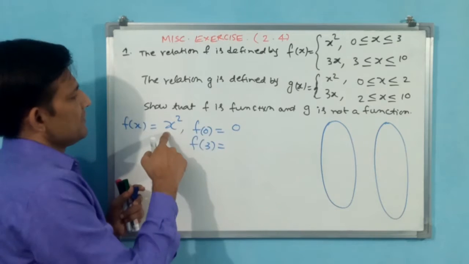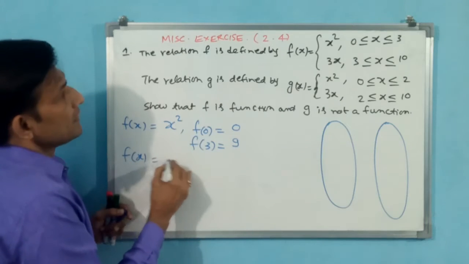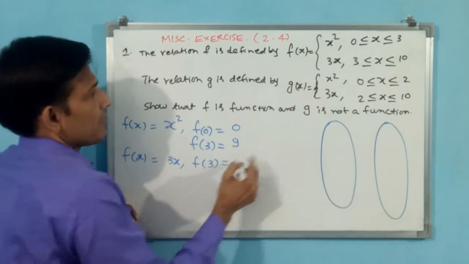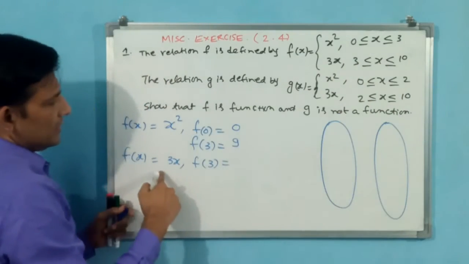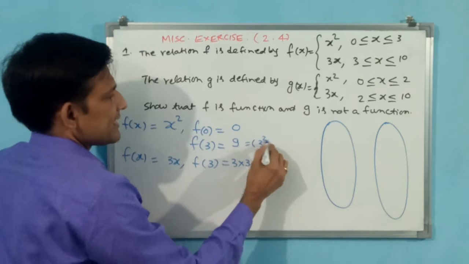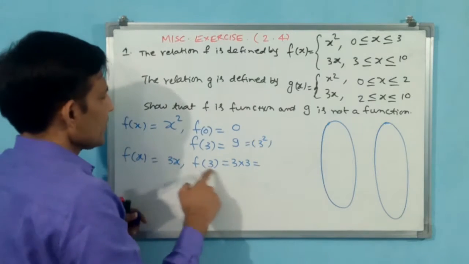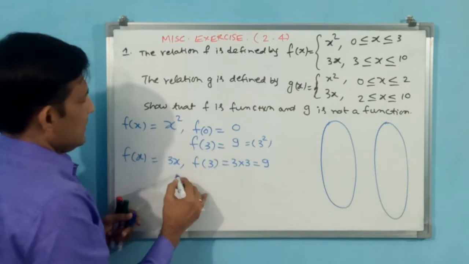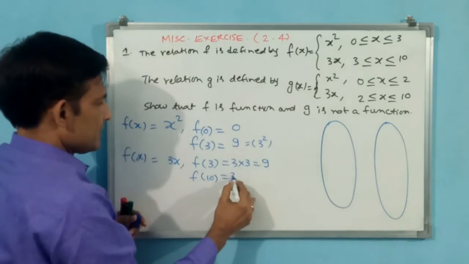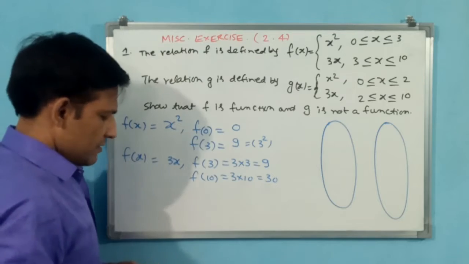f of 3 means x square, 9. Now f of x is 3x also. f of 3, but because 3 is given in the range 3 to 10, it is 3 into 3, which is 9. 3 square is also 9. And f of 10 is 3 into 10, 3x, 30. These are the values we have received.